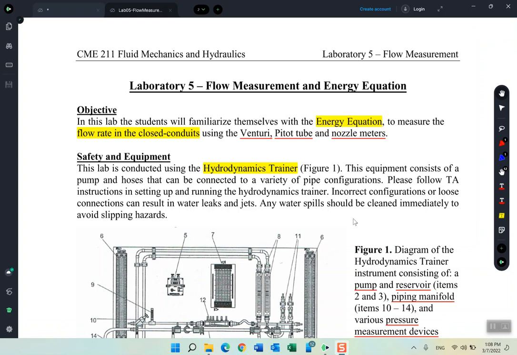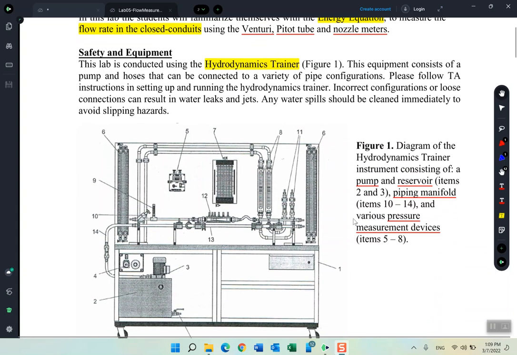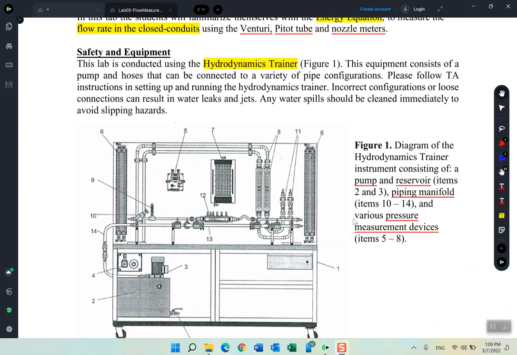The lab will be about flow measurement and the energy equation. In this lab, we are going to learn how we can use the energy equation to measure the flow rate in closed conduits, aka pipes. To do that, we will use three different measurement devices: the Venturi tube, the orifice meter, and the nozzle meter. The equipment we are going to use today is called the hydrodynamic strainer, this one in front of you.